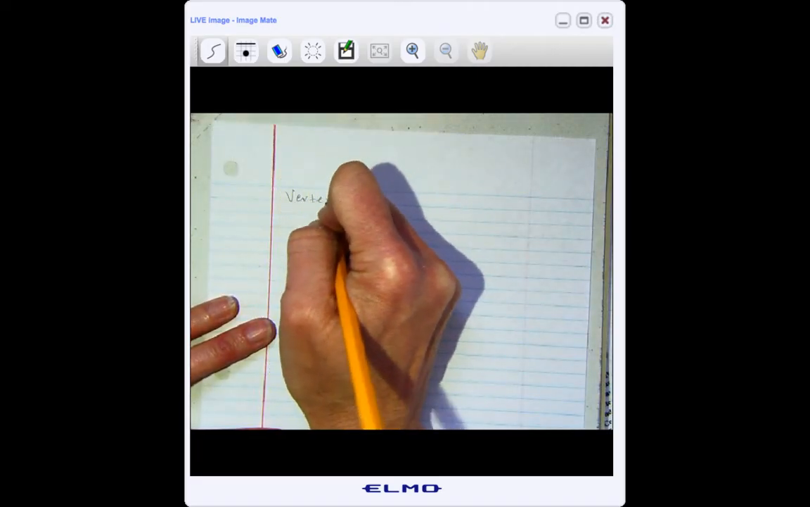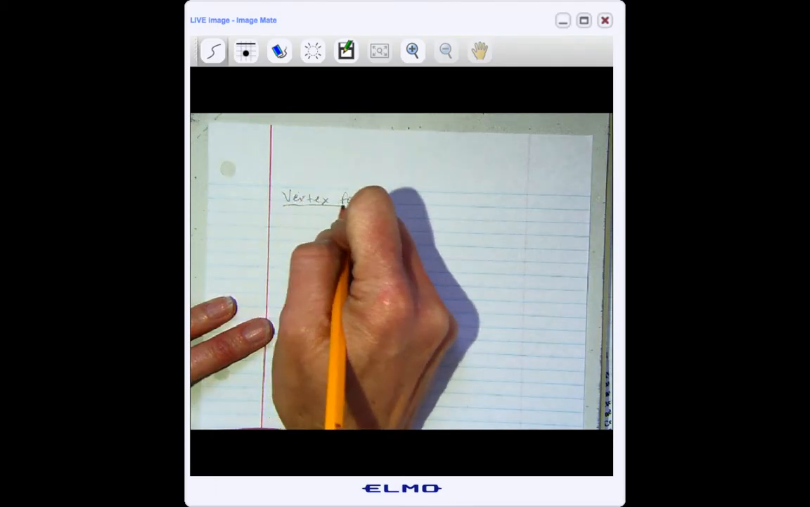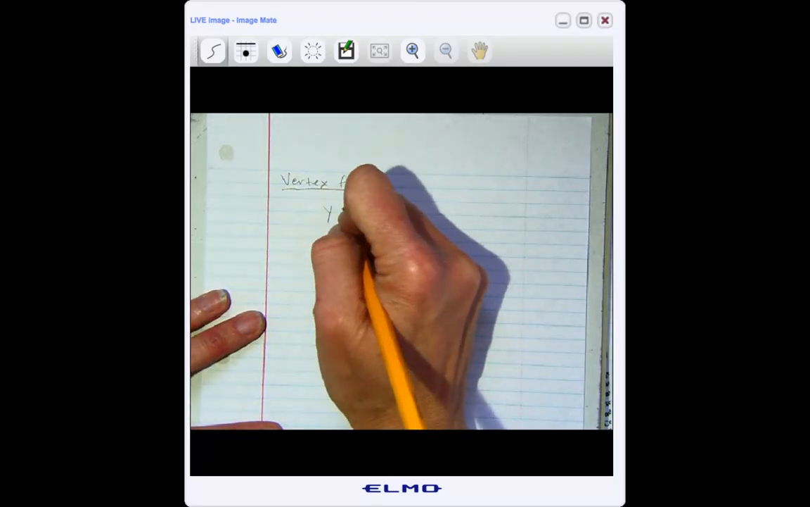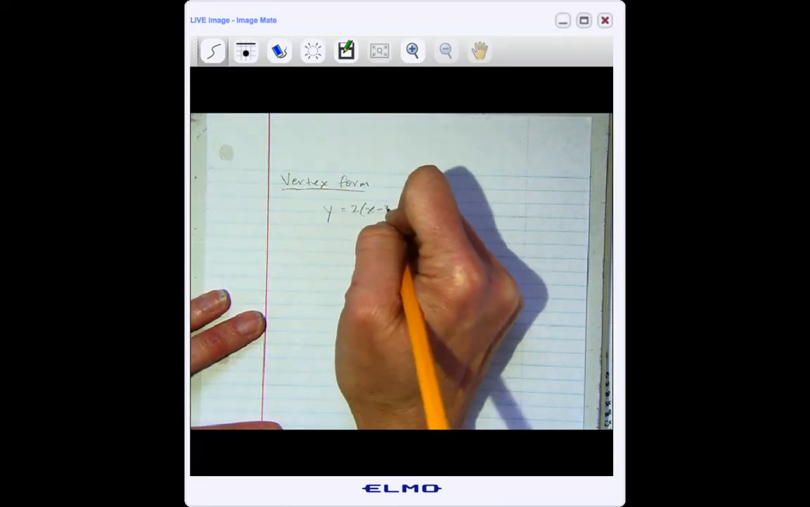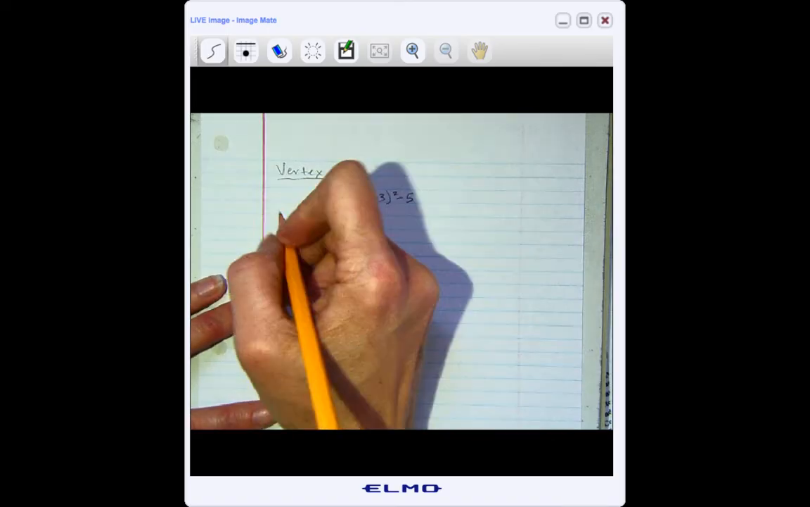So, and remember I said vertex form is like epic form. Woohoo! Because you can find all the stuff pretty easily. Okay, so let's say it's in vertex form. Y is equal to 2 times x minus 3 squared minus 5. Okay, if it's in vertex form, the first thing you're going to do is find the vertex.